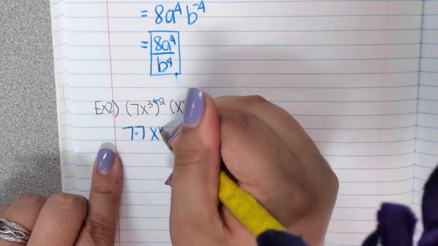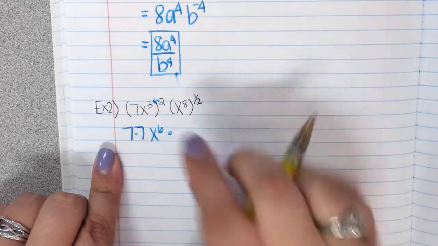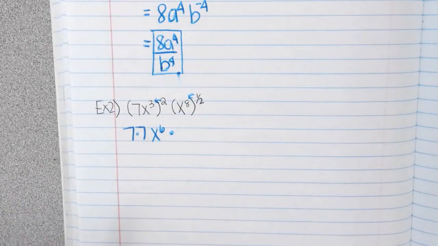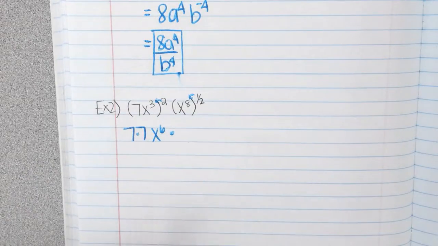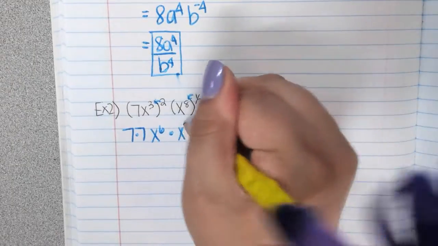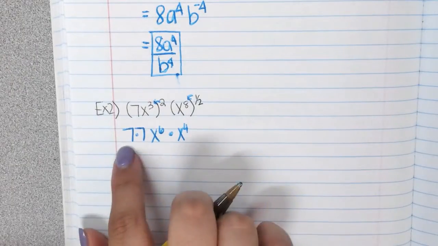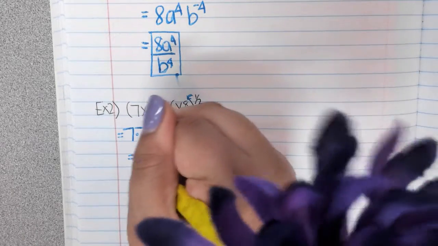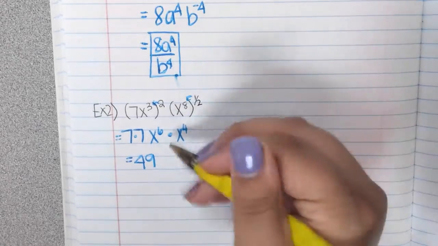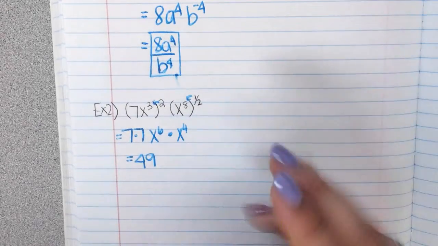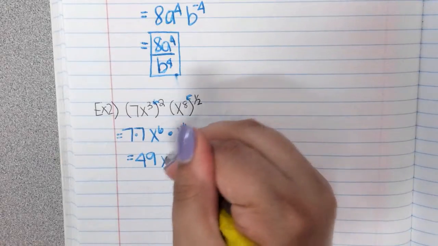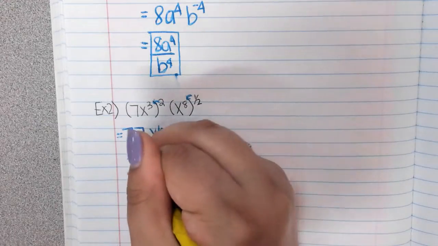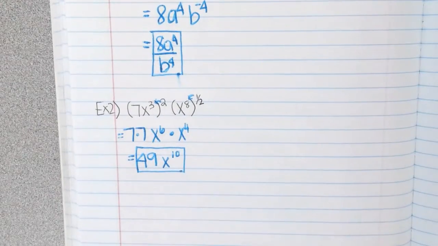And then I can multiply these. X to the 6. But I have another one. I can multiply these. What is 8 times 1/2? It is 4. Well, what's 7 times 7? 49. And then what do I do to these? Well, they're multiplying, so I'm really going to add them. What's 6 plus 4? 10. There you go.